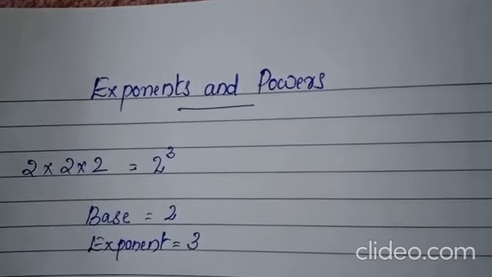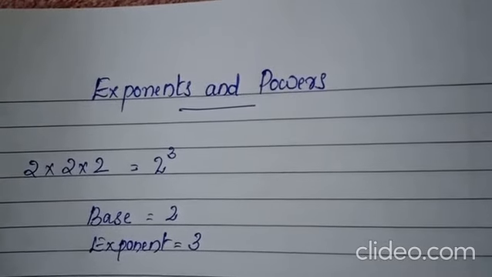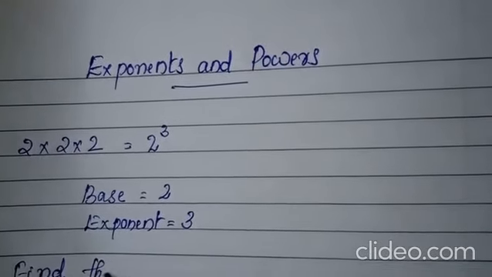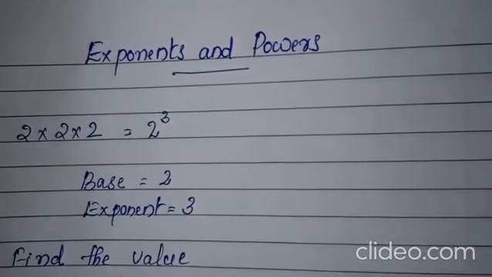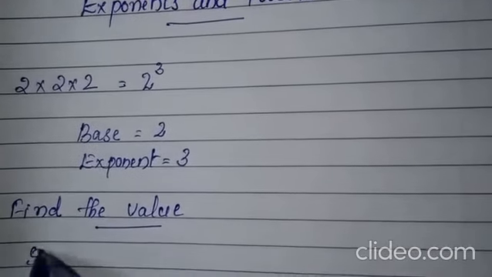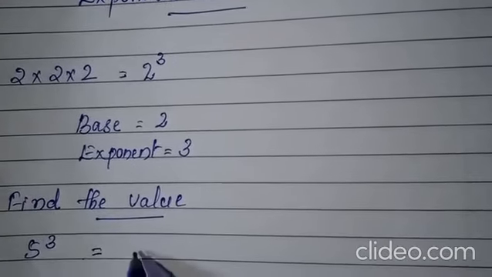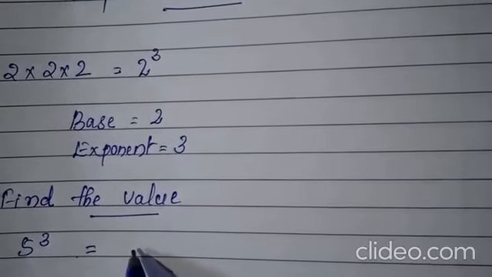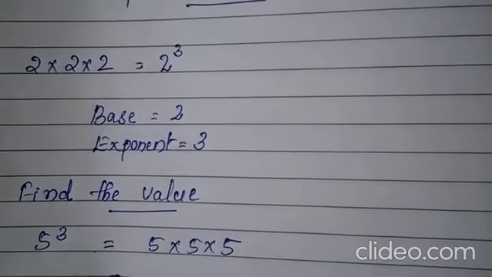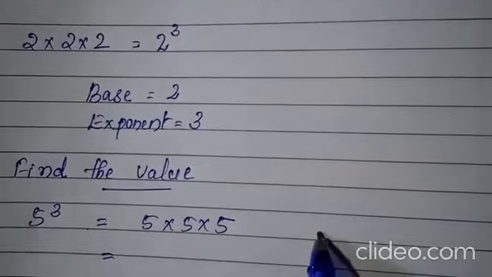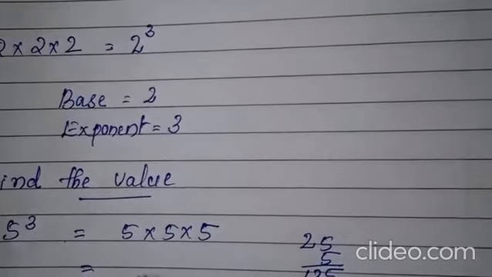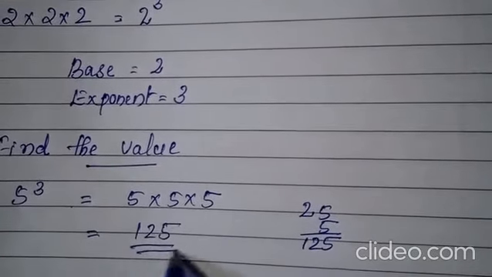This is an introduction to exponents and powers. Then they will give questions like this: find the value. Find the value means you should find the value. Question number 1, 5 cube. How to find the value of 5 cube? This means 5 is multiplied 3 times. So 5 into 5 into 5. 5 5s are 25. 25 5s are how much? 125. So the answer is 125.